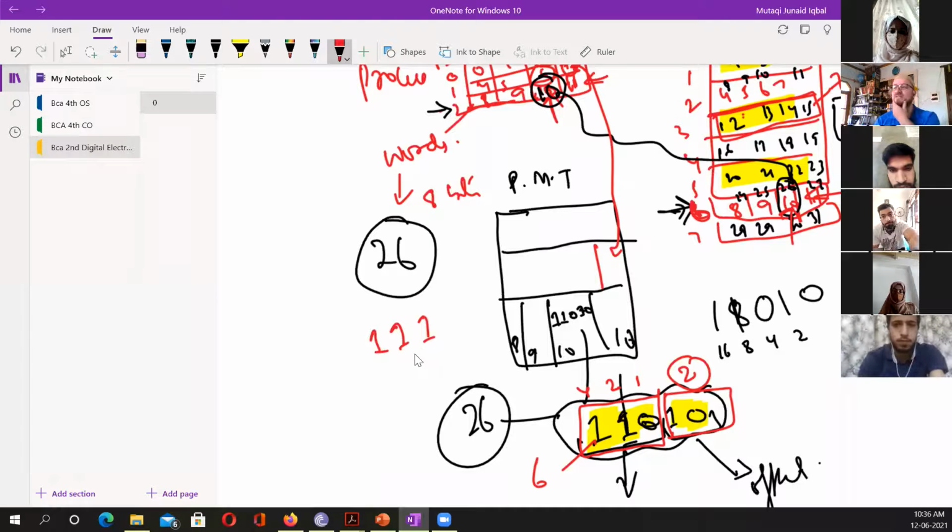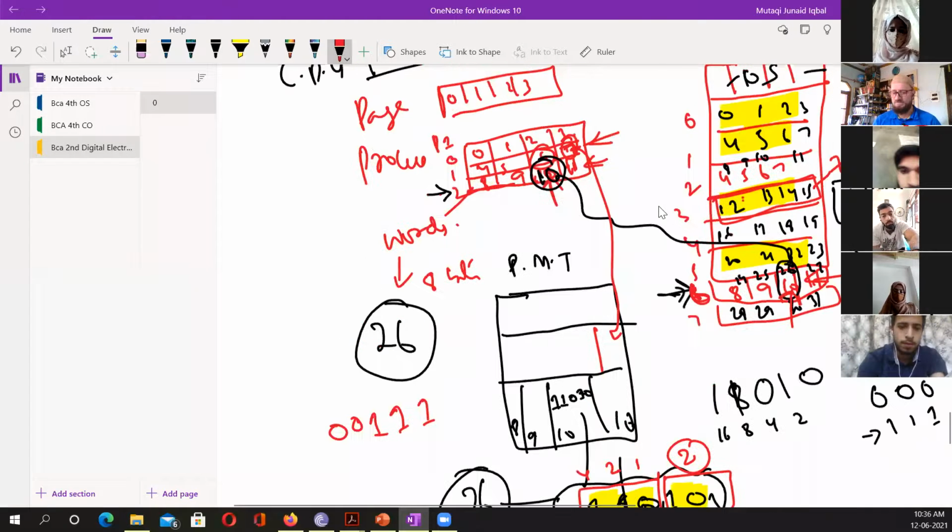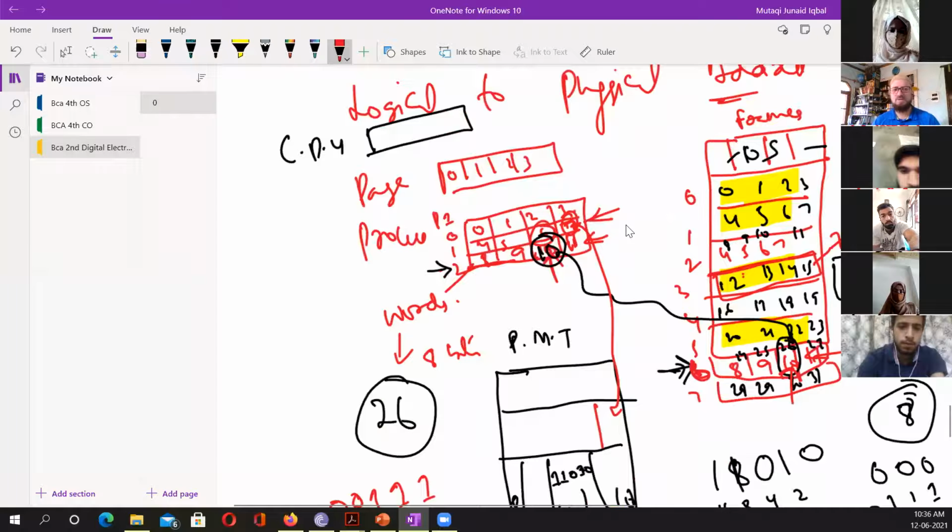But how many bits do we need? We need 5 bits: 1, 2, 3, 4, 5. So I need 5 bits to represent 15. Because I'm seeing other guys are not getting it properly. Listen, I will repeat this example. Wait, I will repeat. Listen carefully, everybody.